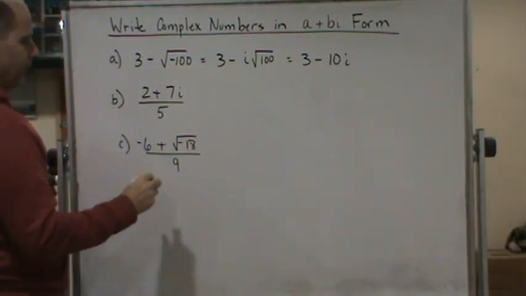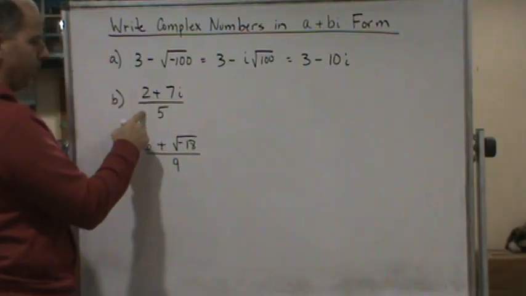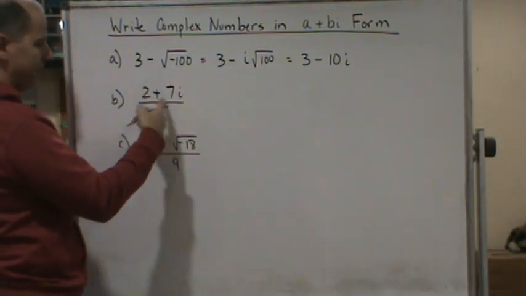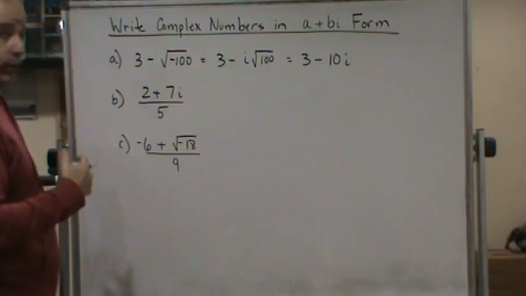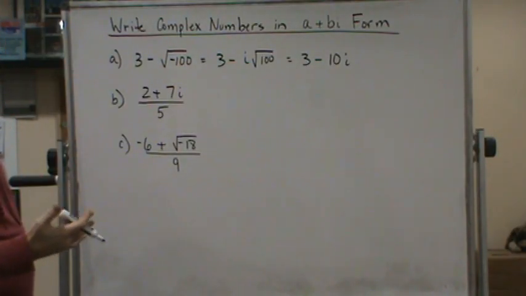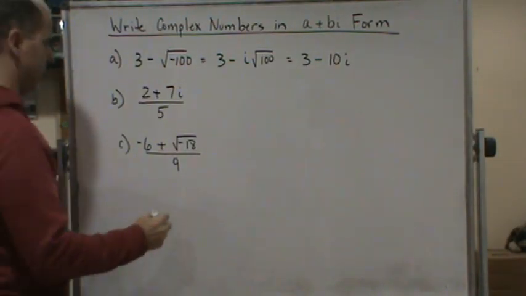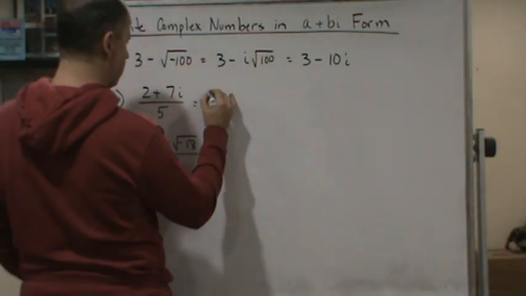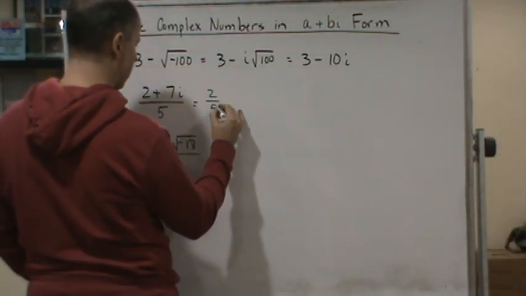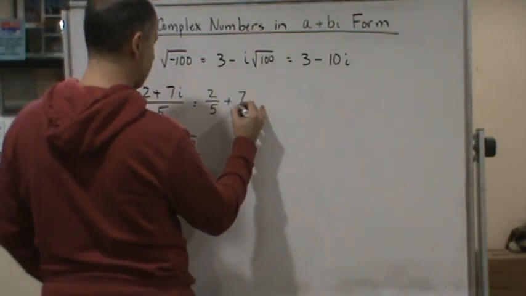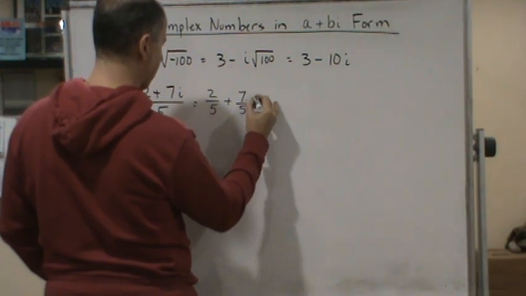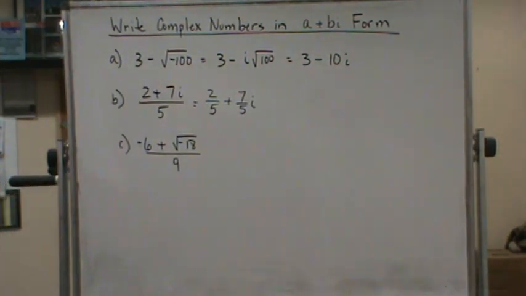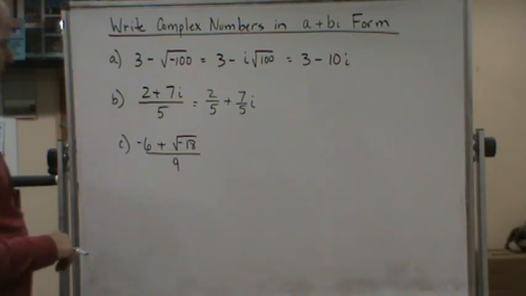Let's do b. Now in this case, we have a fraction, we can't divide anything out, so what we're going to do is split this up into two fractions and leave it as is. So this would be 2/5 plus 7/5 i. And so now that is in a plus bi form, standard form. And then let's do c.